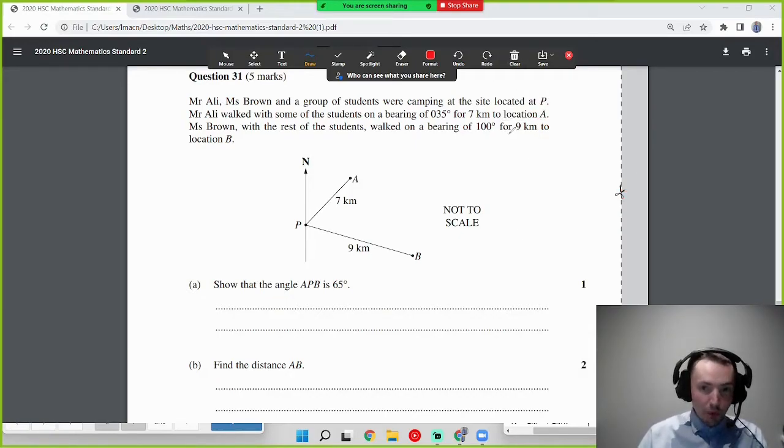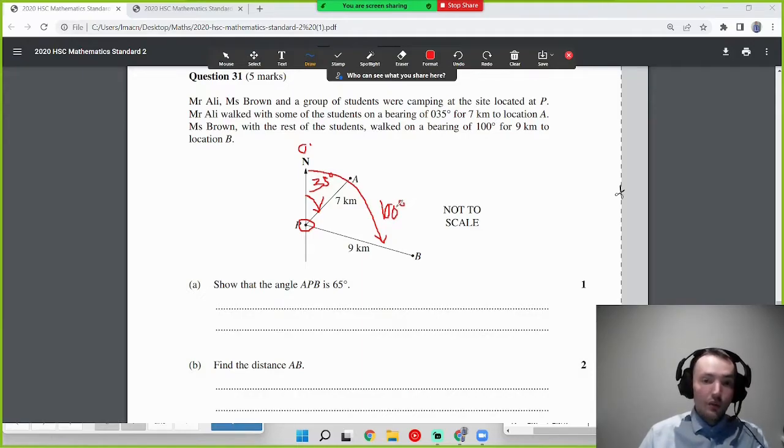So for example, this would be a bearing of 90 degrees. This is really important because the first part of this question is simply taking the information and drawing it onto a little diagram. When it says Mr. Ali walked with some of the students on a bearing of 35 degrees, that means this is the starting position, this is 0 degrees, so this angle right here is 35 degrees. The next part is Miss Brown walks to B, and that's 100 degrees.